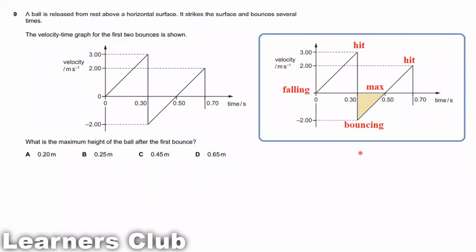So this is an area of a triangle. Take half into base into height. Half into base, 0.30 to 0.50. So the difference is 0.20 and the height is 2, so 2.00. So area of the shaded region is going to be 0.20 meter. As you can see, that's option A.